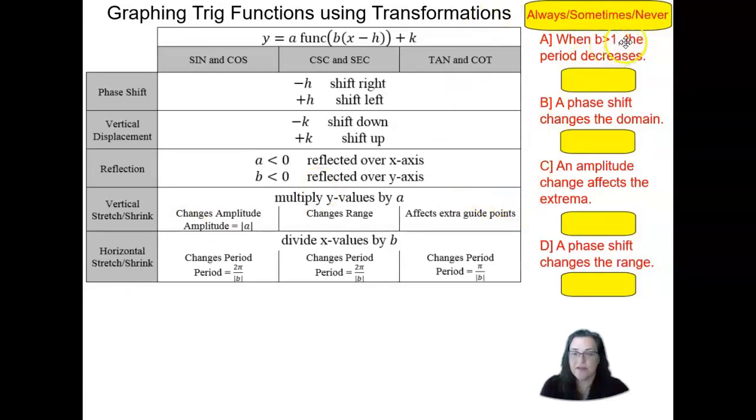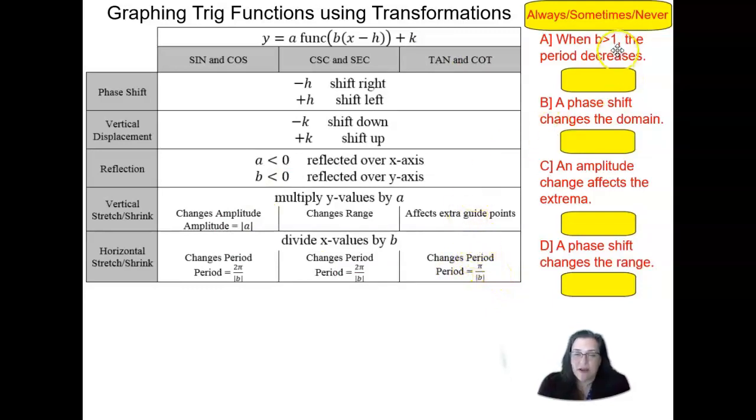Okay, so when B is greater than 1, the period decreases. So if we look down here at the horizontal stretch and shrink, to find the period, we take 2 pi and divide by b for the sine and cosine. Same for secant and cosecant, 2 pi divided by b, that's the period of the function. Tangent and cotangent have a period of pi instead of 2 pi, so to find the period when there's a b value, we take pi divided by the absolute value of b.